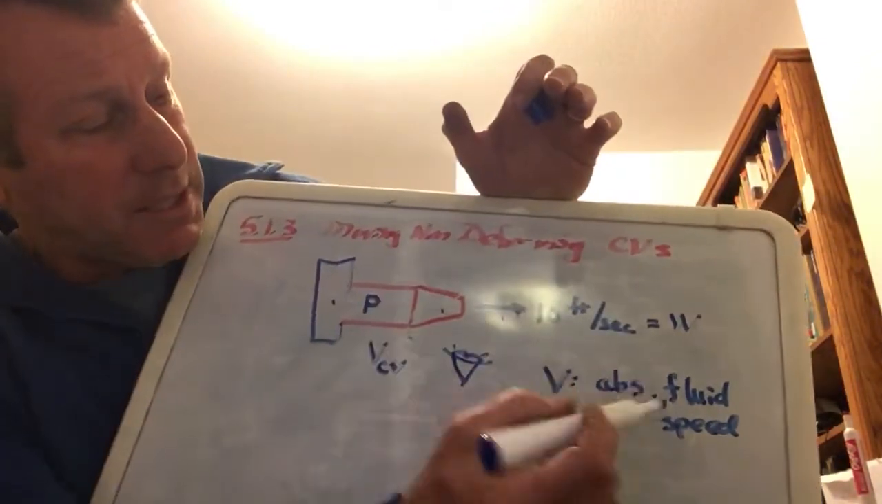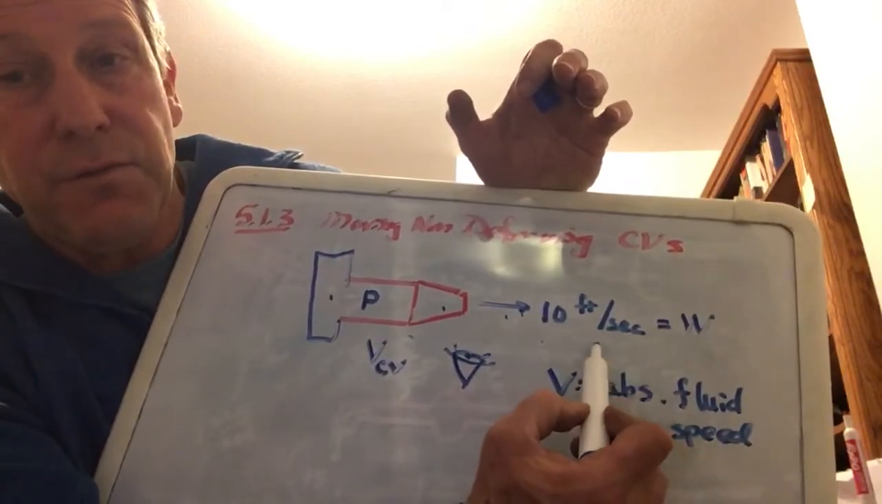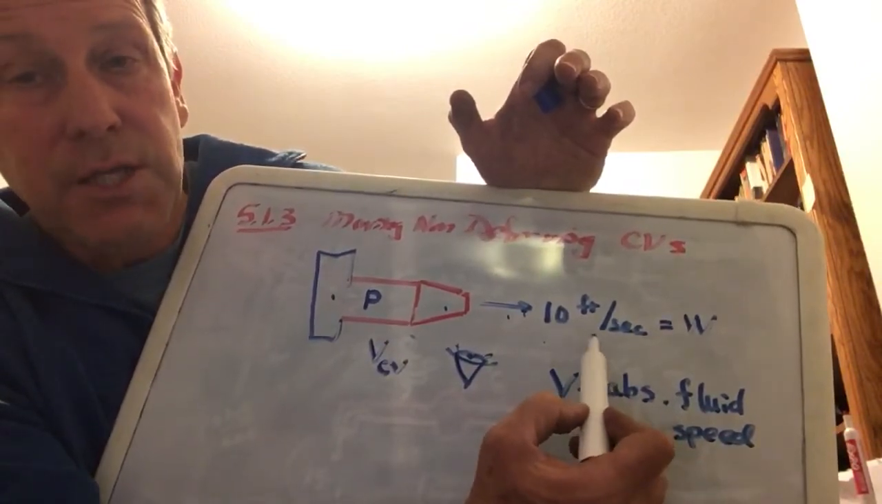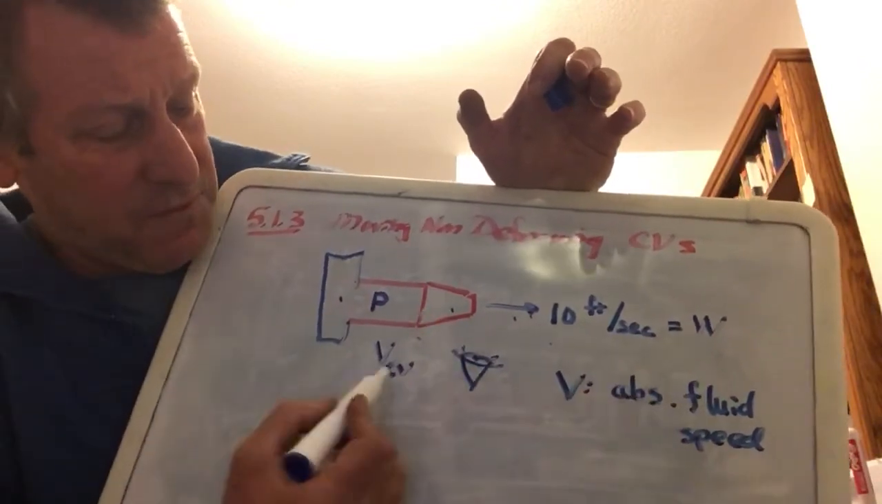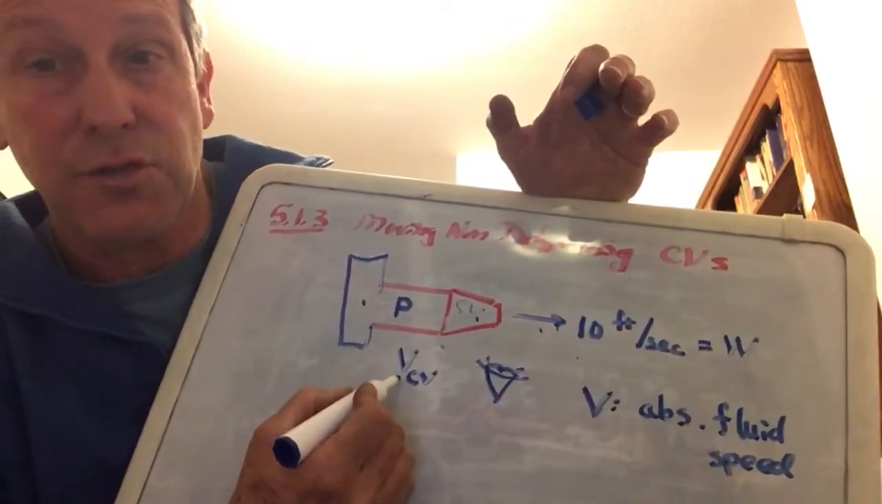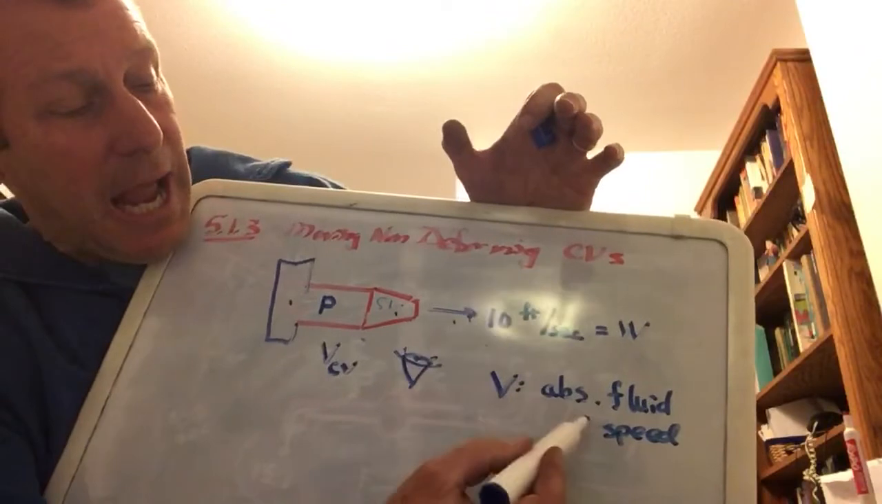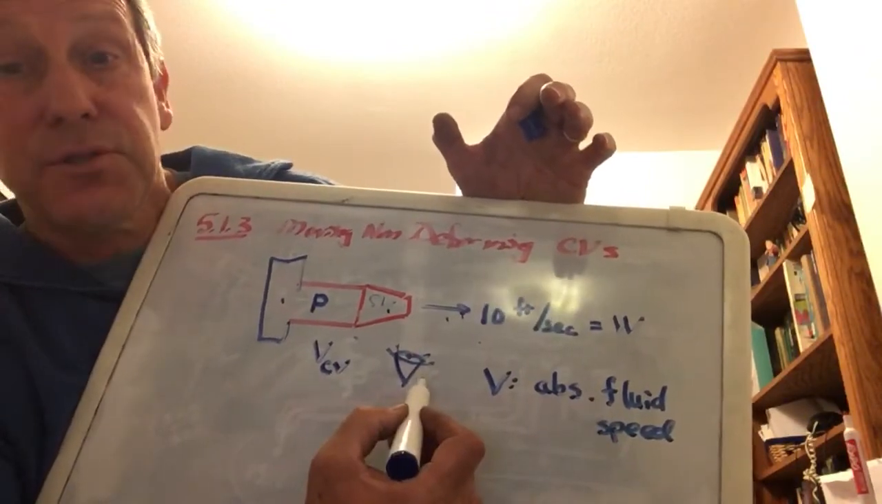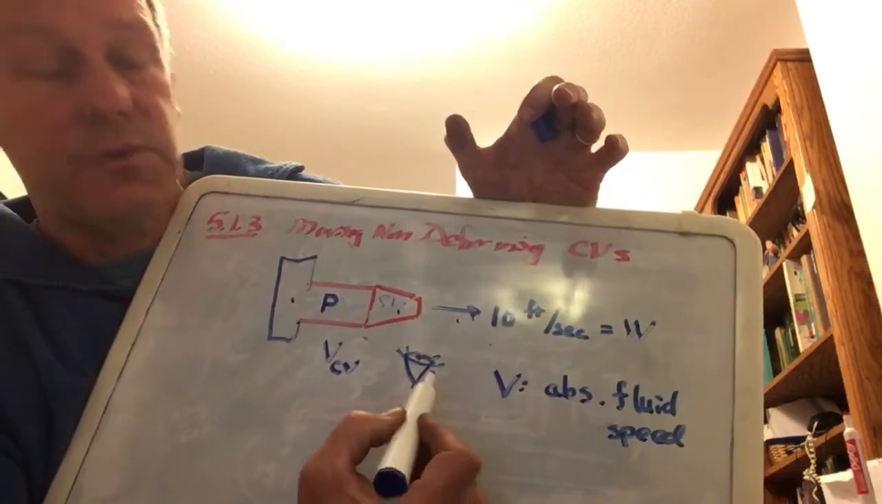So basically, some symbols that the book uses. W is the speed of a fluid relative to a control volume. So in this case, W would be 10 feet per second. V sub control volume, that's pretty clear. That's how fast the control volume is moving. And then the book uses V for the absolute fluid speed, the absolute fluid speed relative to an observer or someone who's stationary.